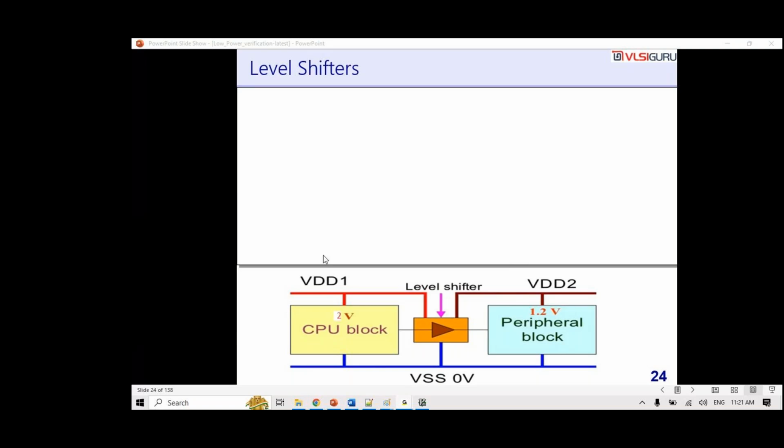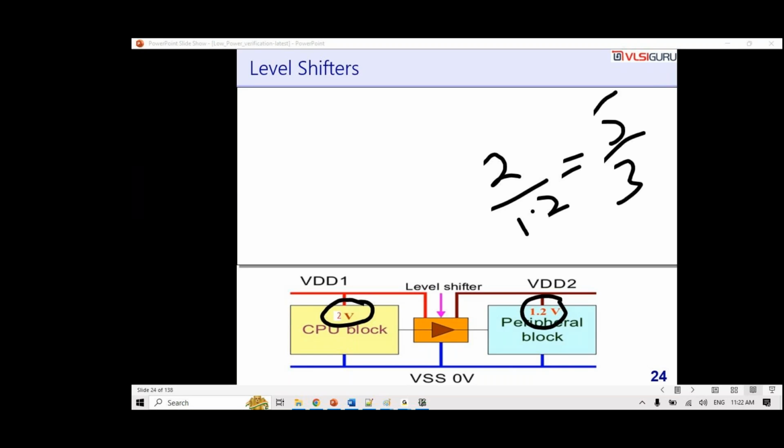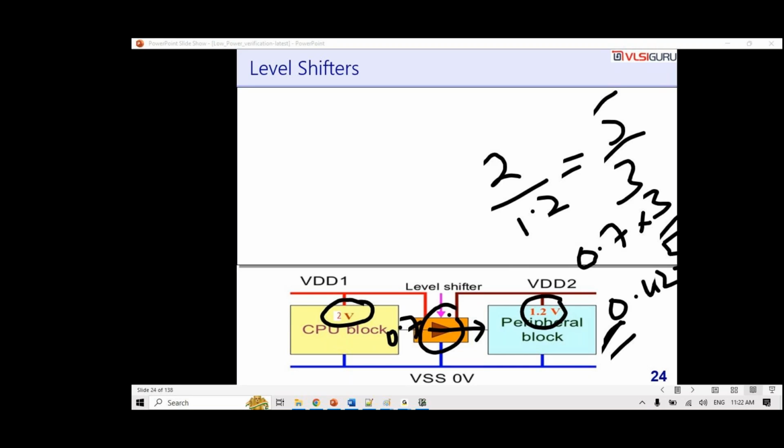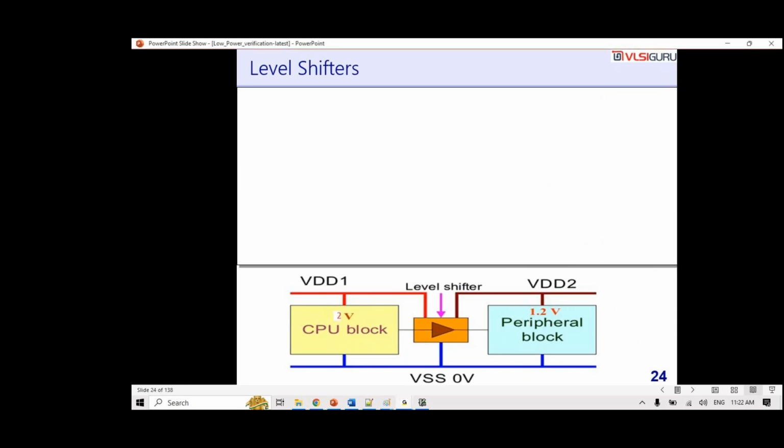So to avoid that problem, we use level shifters. What does a level shifter do? I have already told you. What is the relation between 2 volts and 1.2? 2 by 1.2 is what? A 5 by 3 relation. So if 0.7 has to go from here to here, the level shifter will simply multiply 0.7 by 3 by 5. What is it? 2.1 by 5, it will come to something like 0.42, some number roughly, right? Okay, 0.42 is what goes to the peripheral block.